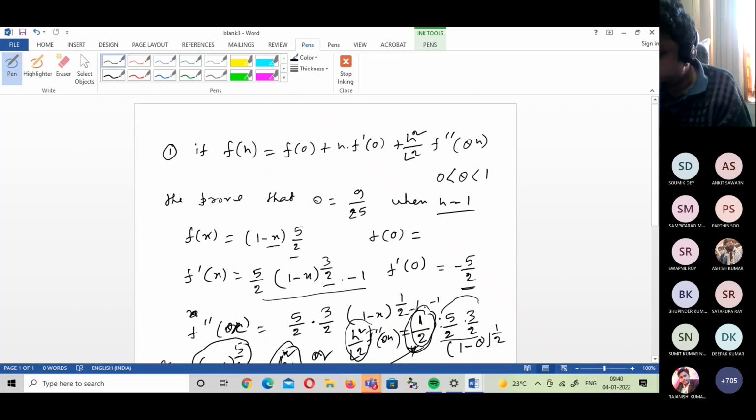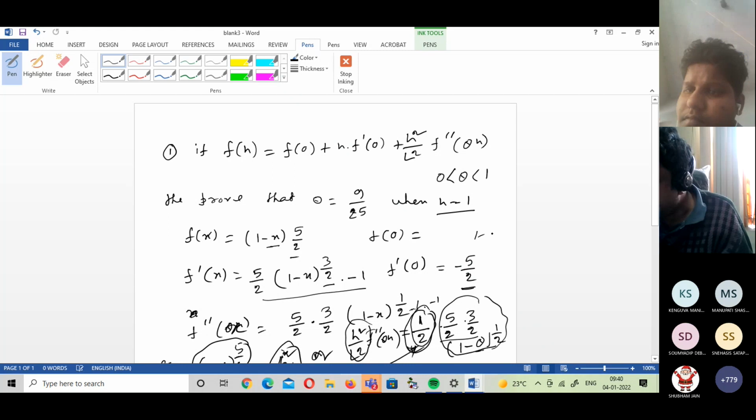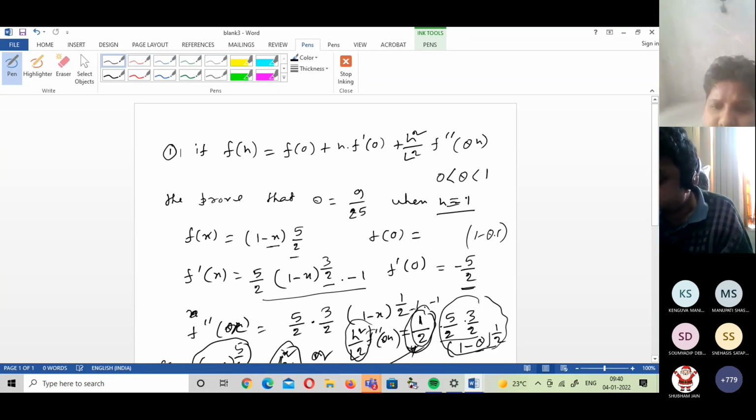How is it 1 minus theta? How does it equal 0? Because 1 minus theta is theta into 1, that is 1 minus theta. Considering h equals 1, and f of x equals 1 minus x to the power.